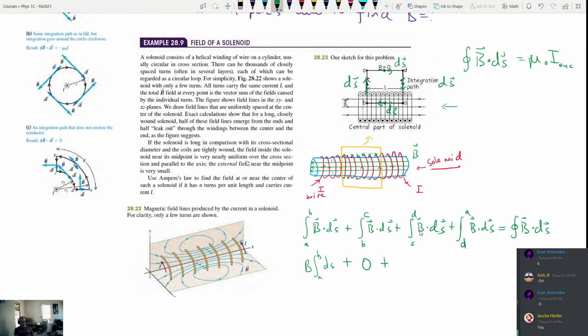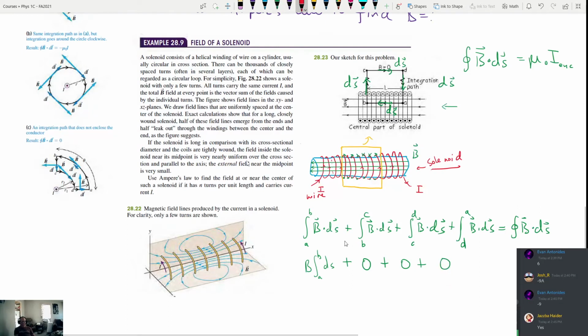On this piece right here, when we go from c to d, we're saying that B is equal to 0 out here. Only approximately true, but good enough for this class. So this is also going to be 0. And the integral from d to a, along this path right here, is also going to be 0.